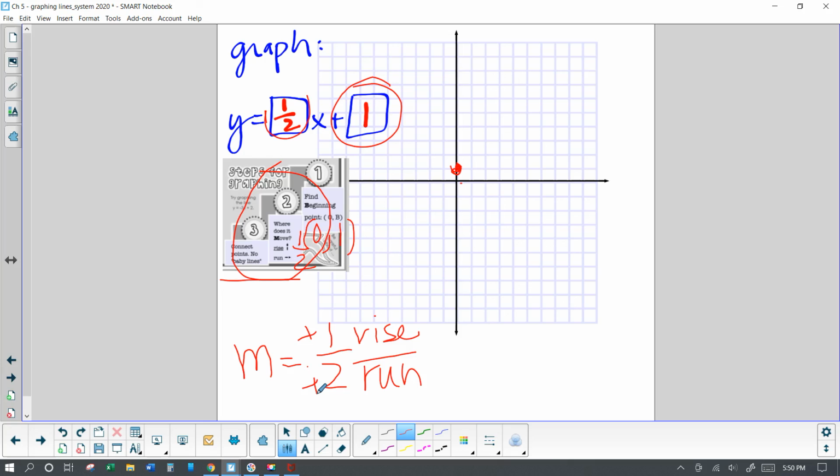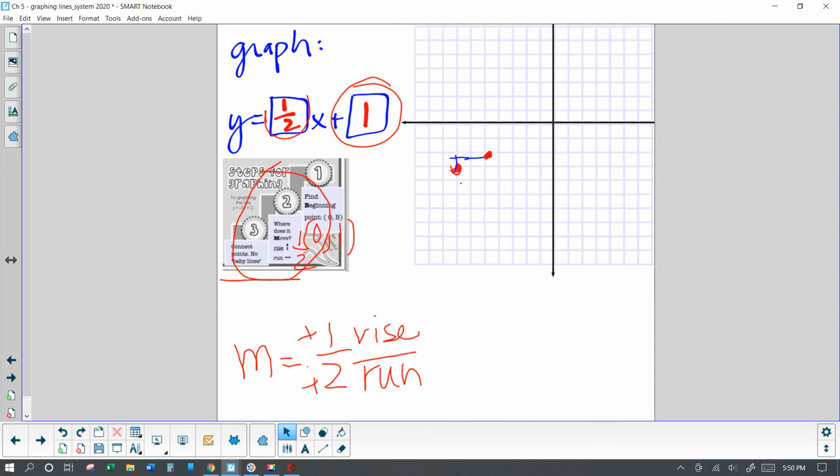And so where are you going to move from your beginning point? You're going to go up 1 and over 2. You're going to draw in your little step, and wherever your little step ends, there's your next point. Put your point right at the end of that next step, up 1, over 2. And then draw in your line. Take your ruler, line up your dots.